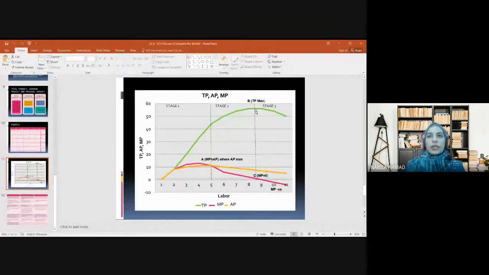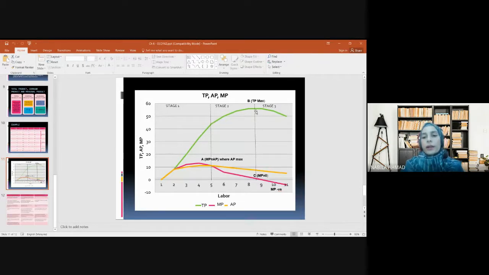So stage number 2 is the most efficient stage because all resources are fully utilized. Input, fixed input and variable input digunakan sepenuhnya, and total product is at maximum. So a rational producer will choose to produce stage number 2. So kita akan produce stage number 2 sebab fully utilize the resources dan total product adalah maximum.